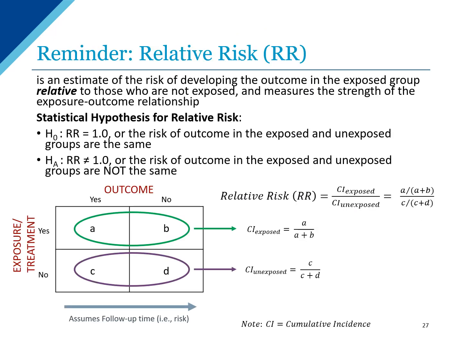As a brief reminder, the relative risk is an estimate of the risk of developing the outcome in the exposed group relative to those who are not exposed, and it measures the strength of the exposure-outcome relationship. The null hypothesis is that there is no difference in the risk of outcome in the exposed or treatment group compared to the unexposed or control group.